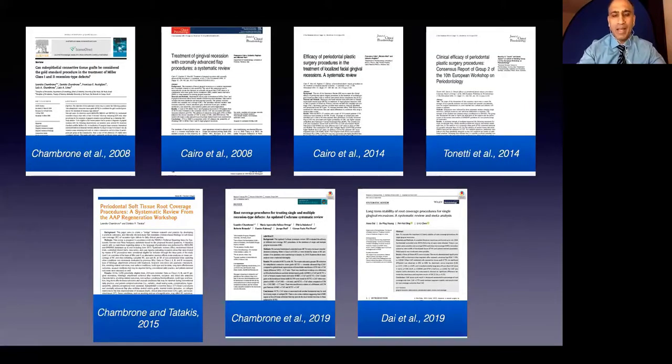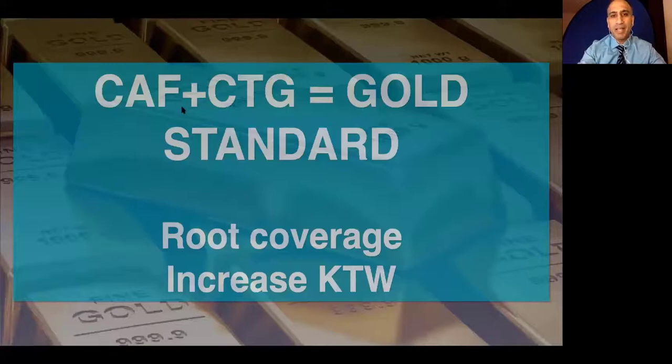And so I found a whole bunch of review articles, systematic reviews, meta-analyses over the last 10, 12 years, looking at connective tissue grafts and treatment of gingival recessions. And what all of these meta-analyses and systematic reviews seem to point out is that coronally advanced flap plus a connective tissue graft is the gold standard for root coverage.